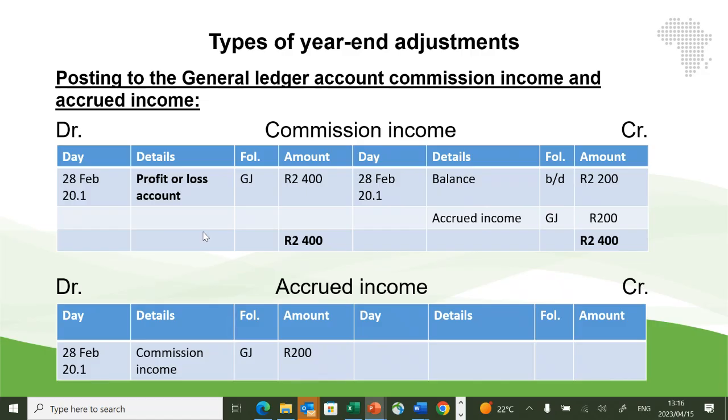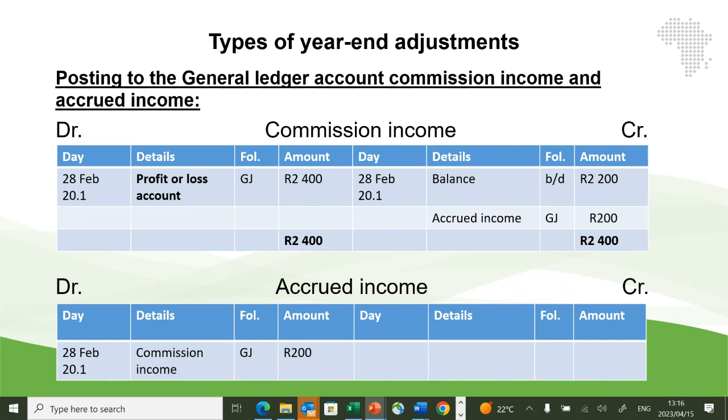But both sides need to equal 2,400. Notice here, we always take the side of the higher figure or amount. We make sure that both sides equal that figure. That's why we are taking how much? This 2,400. And we have 2,400 on this side. So we know that it's an income account. I've said earlier that income and expenses, we close them off to where? Profit or loss account. We need to have 2,400 here. We close it off to profit or loss account.